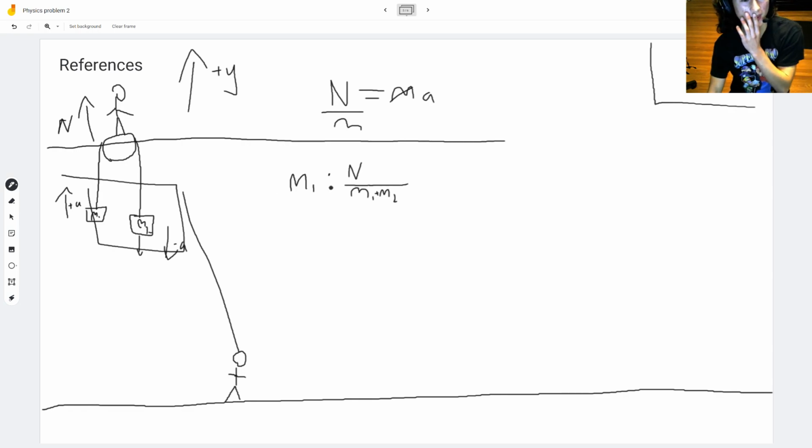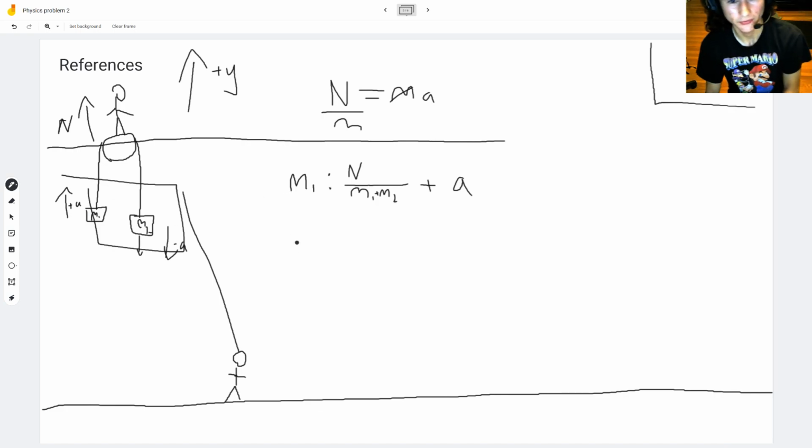Then what we're going to do is for mass 1, the acceleration is going up in this block, so we're going to move it all the way up. And this is going to be added. These two accelerations are going to be added. So this is the acceleration of the entire system, and then the acceleration of the individual block. So we're going to add on a, which represents the acceleration of mass 1.